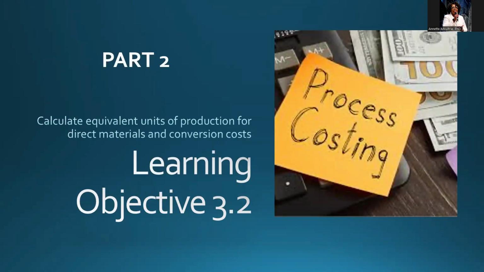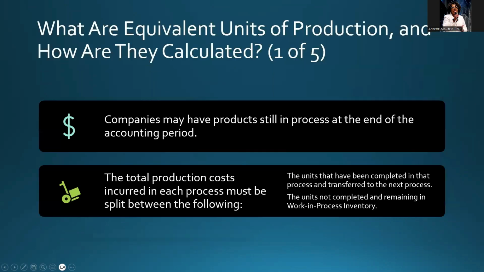So, in this video, we will cover Learning Objective 3.2, calculate equivalent units of production for direct materials and conversion costs. So what are the equivalent units of production and how are they calculated?